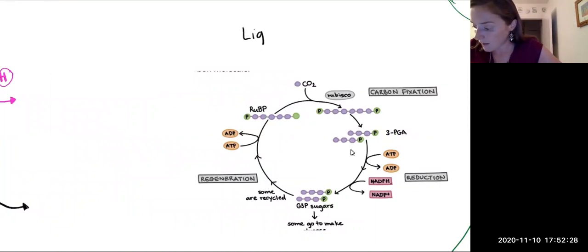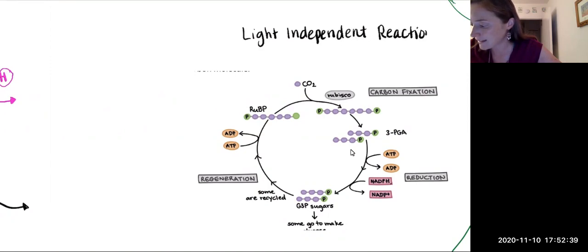The second part, and this one is a lot less focused on. If you look at the standards for AP Bio, this one's kind of glazed over, it seems to me. So you don't need to know each little step. You don't need to know each little enzyme involved. You just kind of need to know big picture.